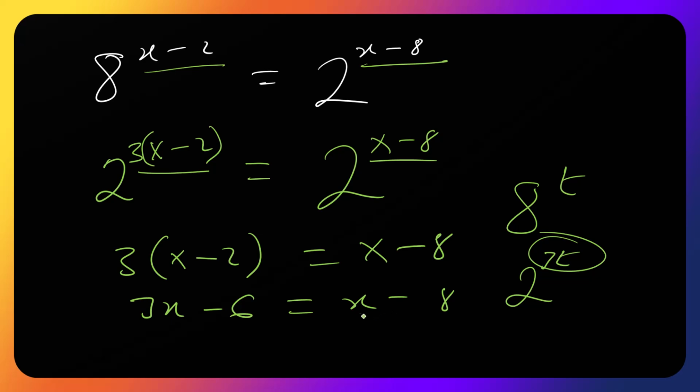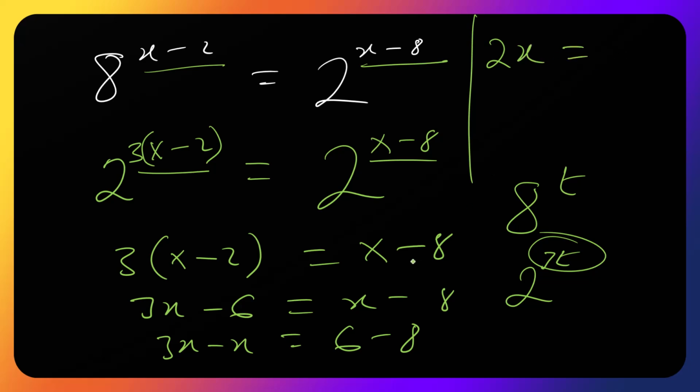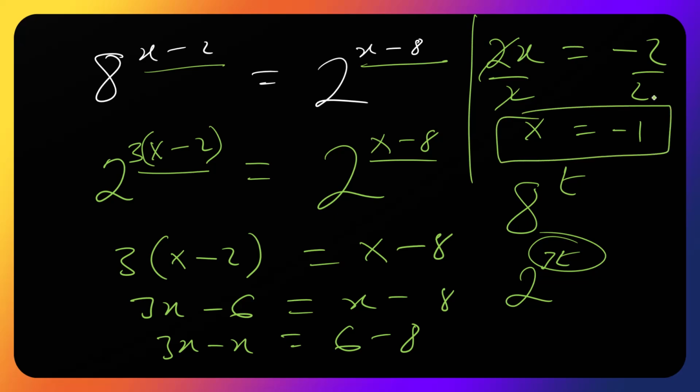So let's group like terms, x here, and we have 6 here. So we have 2x equals minus 2. Dividing both sides by 2, x equals minus 1. Okay, x equals minus 1.